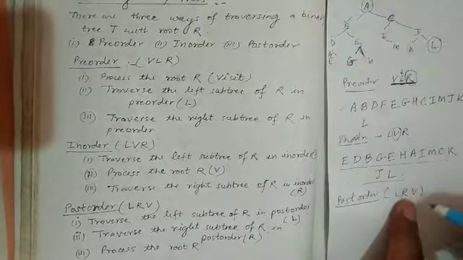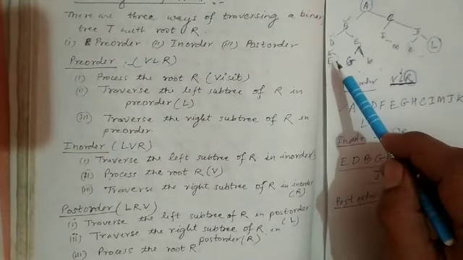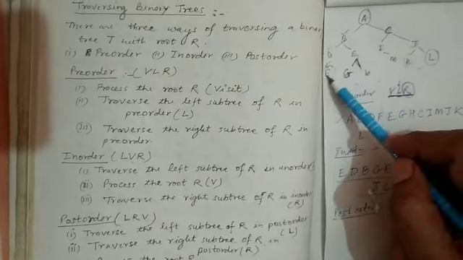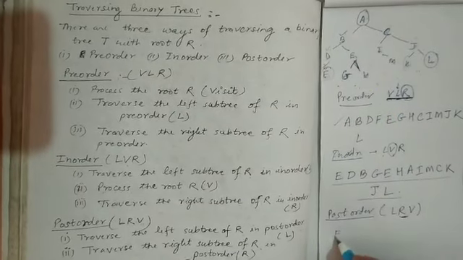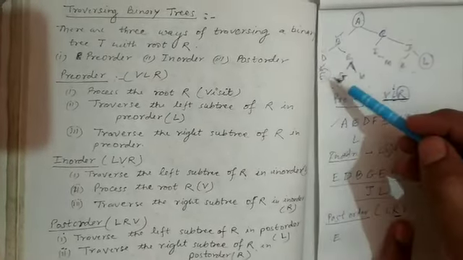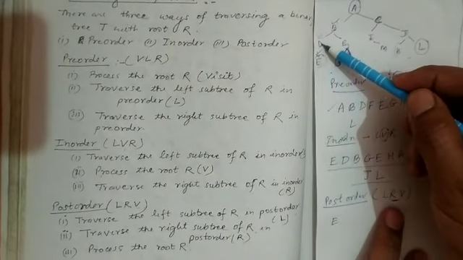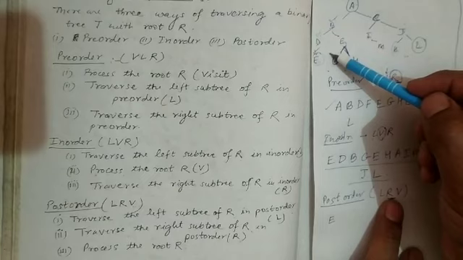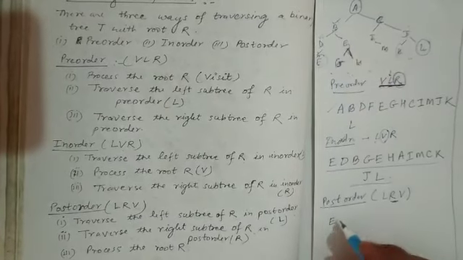Then the second part says move right. There is no right child for E. Okay, the third part says visit. Now visit the node, so E will be visited here. Now come back to the previous node D. L is completed, R is completed, move right, no right child node, then visit, then D will be visited.